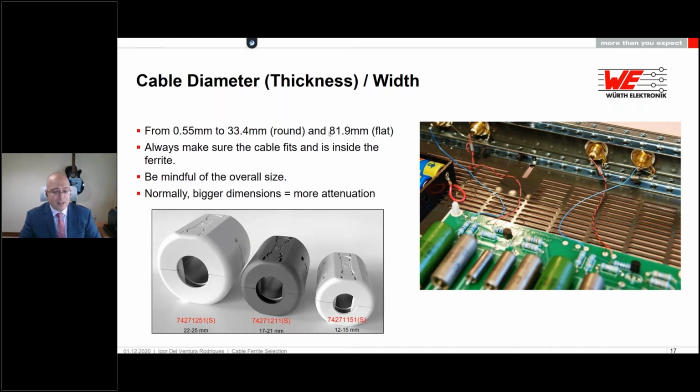Also we have ferrites, of course, for flat cables, and these will go to a cable width of up to 81.9 millimeters. So always make sure that the cable will fit inside the ferrite, and be mindful of the overall size for your solution. And always bear in mind that normally the bigger the ferrites, the more attenuation you're going to get, because you'll have more material.